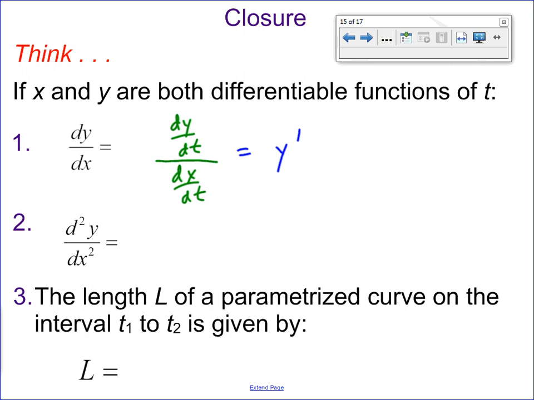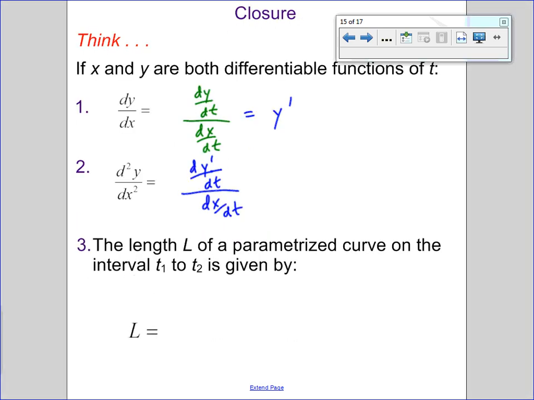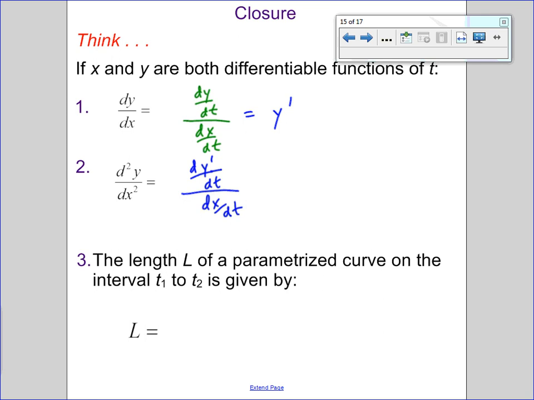Awesome. So if we call that y prime, then the second derivative of y with respect to x could be written as dy prime dt over dx dt, where dy prime dt is the derivative of my dy dx expression with respect to time. Ready? And lastly, a general formula for arc length of a parametrized curve. What would that look like? Sophia? From t sub 1 to t sub 2, the square root of dx dt squared plus dy dt squared.